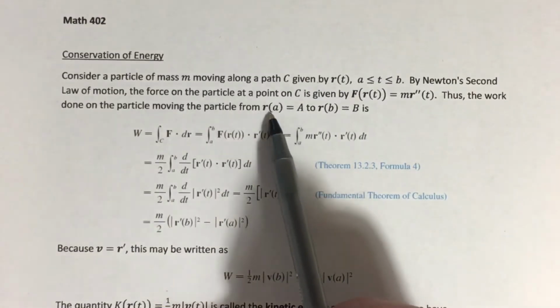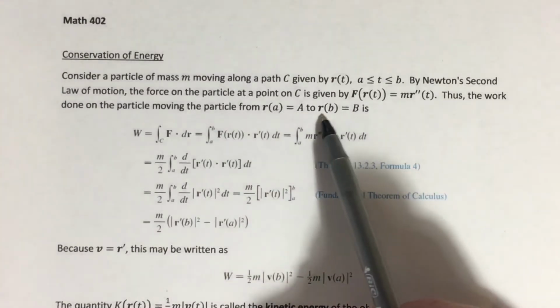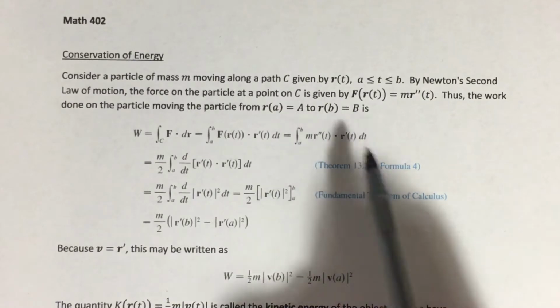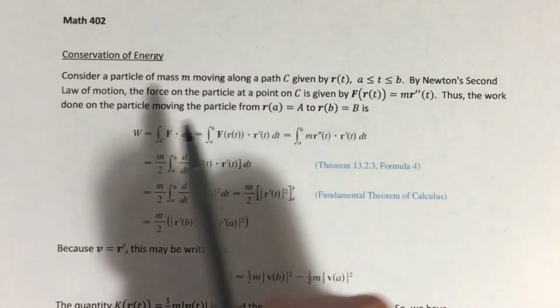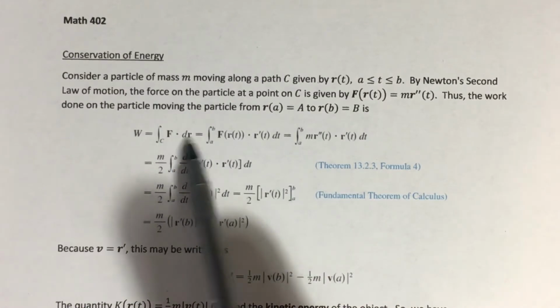So we're going to do that, and I'm also going to just notate this. The initial point, r of a, I'm going to call capital A, which we'll use a little bit later. r of b, I'm going to call capital B. These represent points, initial point and terminal point, on our curve C. So the work is the line integral along C of F dot dr.